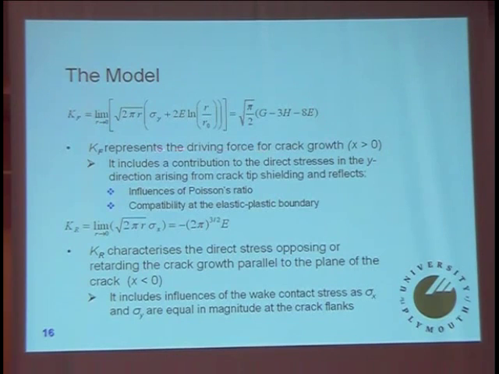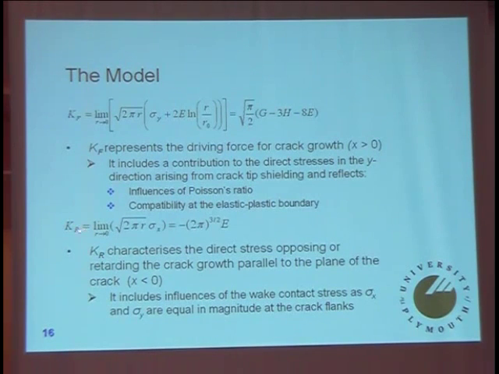And so you end up with these three stress intensity factors, where Kf now is a driving force for crack growth. That's why we call it F. It's a forwards force, a driving force. It includes a contribution to direct stresses in the y direction arising from shielding and reflects Poisson's ratio influences and compatibility with the elastic plastic boundary. So it is slightly different to the traditional K, but acts in the same direction.